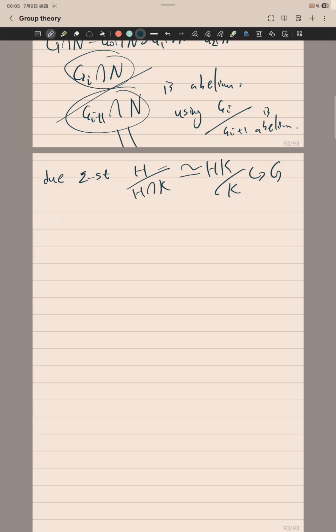So how about I do this? I pick H to be, let's say, G_i intersection N. Good. So this is like one. Once you write it in terms of this, then you basically need to guess which one is good.